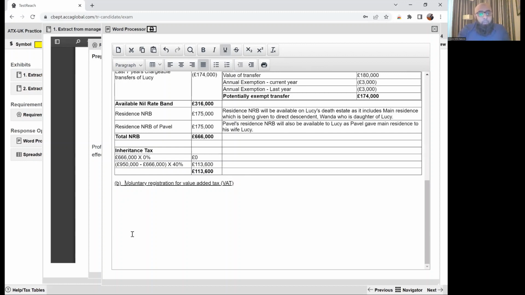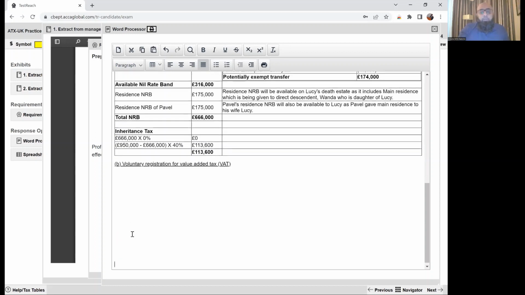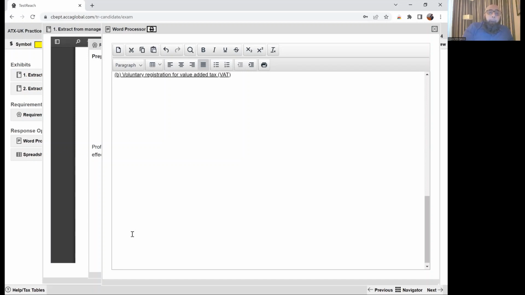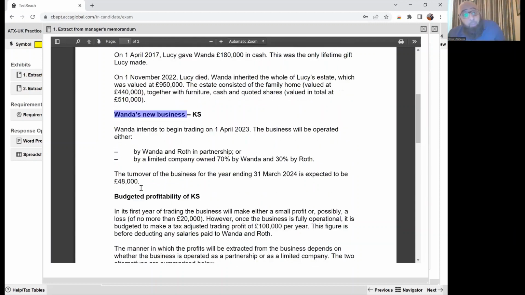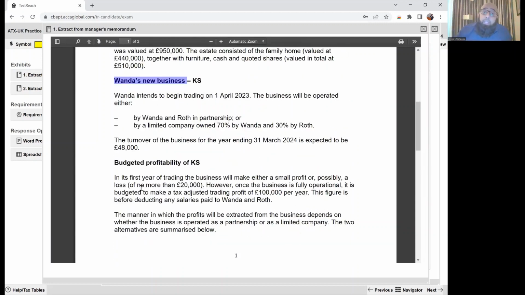Value added tax, voluntary registration for value added tax. So let's see. First, we will read about this KS business, and let's read that what is involved in it. Vendor intends to begin trading on 1st April 2023. This business will be operated either by vendor and Roth in partnership or by a limited company owned 70% by vendor and 30% by Roth.